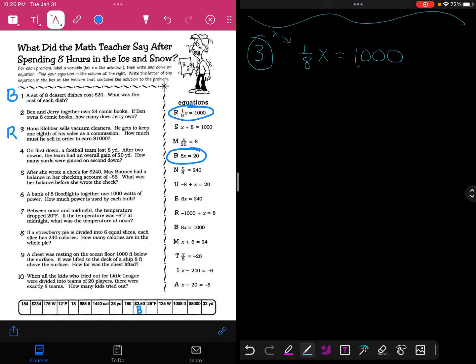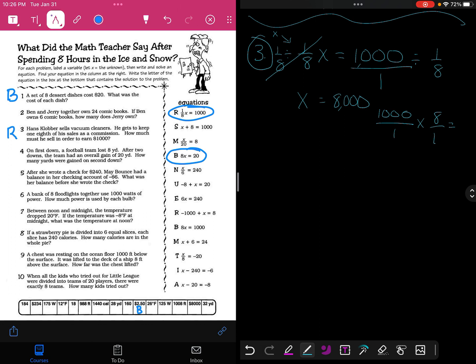And now we're going to go ahead and solve this. So number next to letter means to multiply. So I'm going to divide both sides by 1/8. So those go away, leaving x. And I'm going to divide this by 1/8. So I'm going to make this look like a fraction. So I'm going to do keep, change, flip. So I have 1,000 over 1, keep, change, flip. So that's going to equal 1,000 times 8. So that's going to be 8,000.